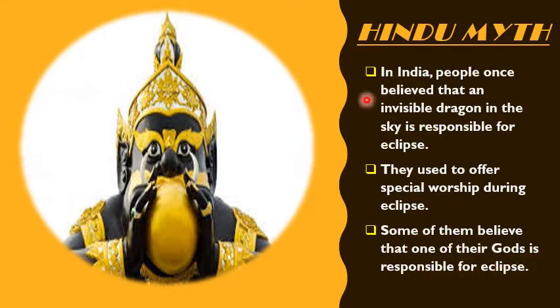So here are two different myths for Hindu. In India, here we are talking about India. So it was believed in India that there is an invisible dragon in the sky and that dragon is responsible for eclipse. And what they used to do? In such case, they used to offer special worship during eclipse. Apart from this myth, there is another myth related to Hindu, and that is some of them believe that one of their gods is responsible for eclipse.